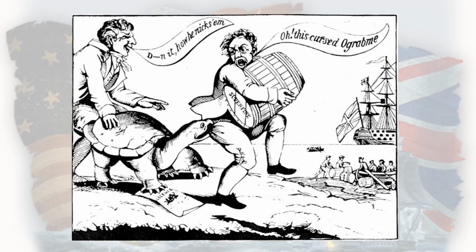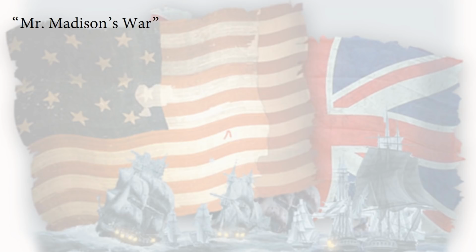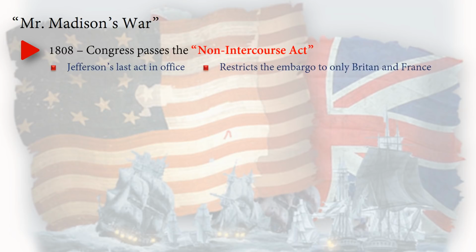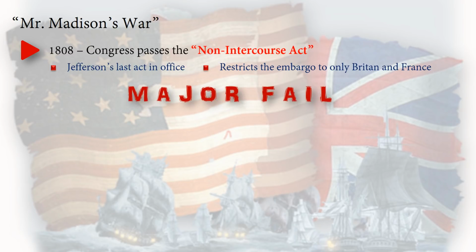Here's a cartoon that dramatizes Jefferson's Embargo Act. You have a turtle biting one guy's butt, and he's screaming out in pain. He says, "Oh, this cursed, oh grab me." And "oh grab me" is embargo spelled backwards. In 1808, Congress passed the Non-Intercourse Act. This was Jefferson's last act in office before he's going to vacate the executive mansion, and this restricts the embargo only to Britain and France, meaning that we will trade freely with almost anybody else. It is a major fail because, of course, the two big trading partners that we need to have commerce with are Britain and France.